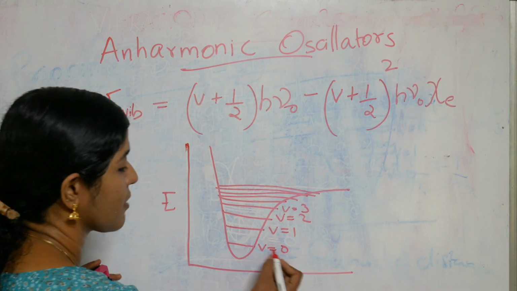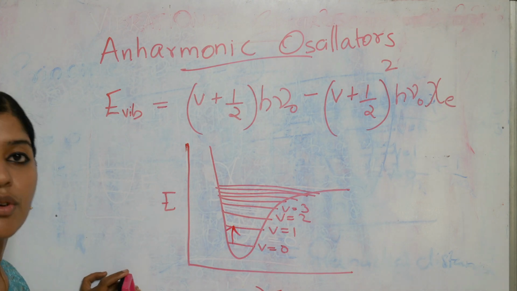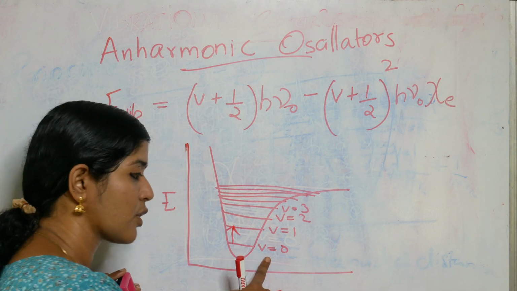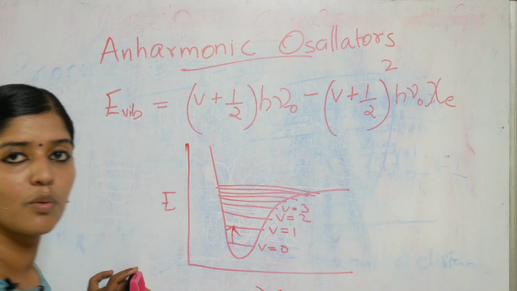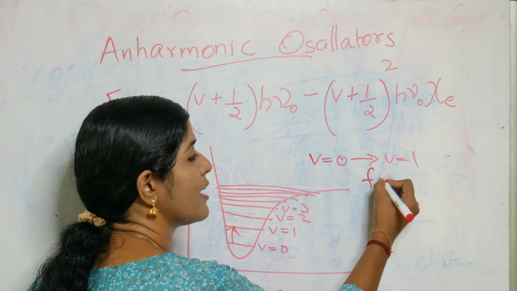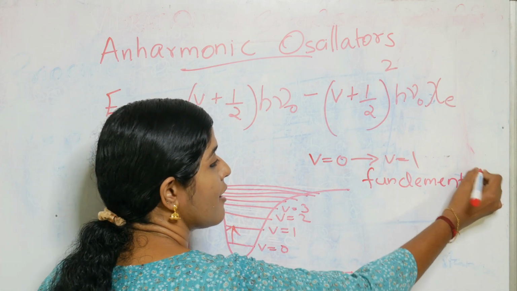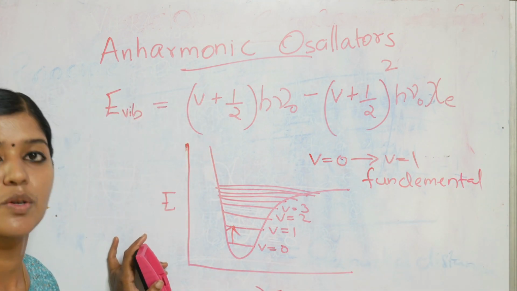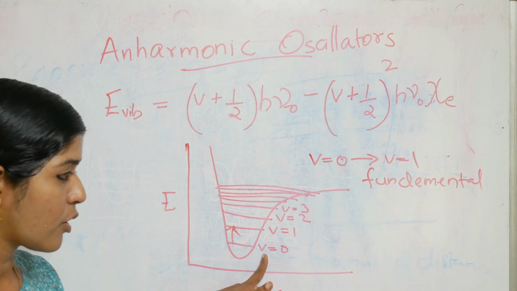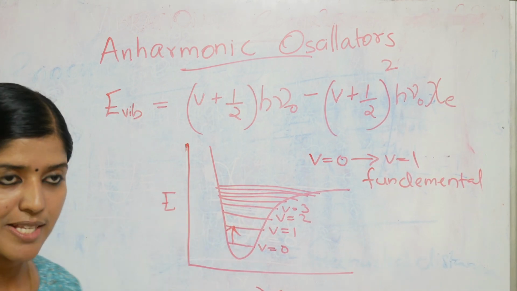Transitions from V equal to 0 to V equal to 1. The transition from V equal to 0 to V equal to 1 is called the fundamental frequency. Very important. So the transition from V equal to 0 to V equal to 1 is called the fundamental frequency.